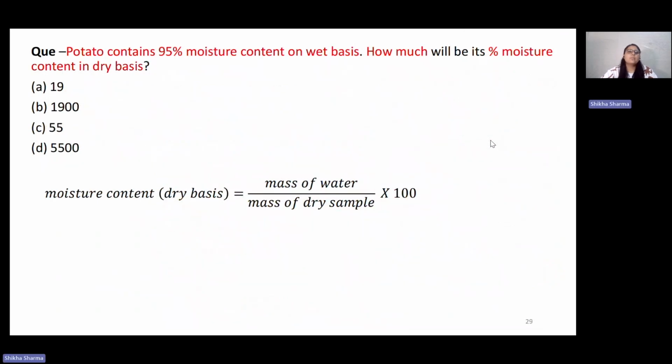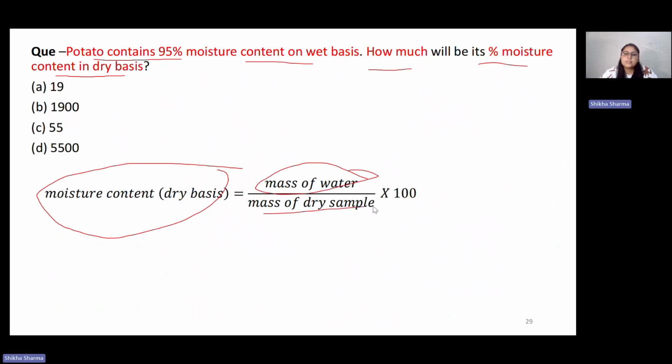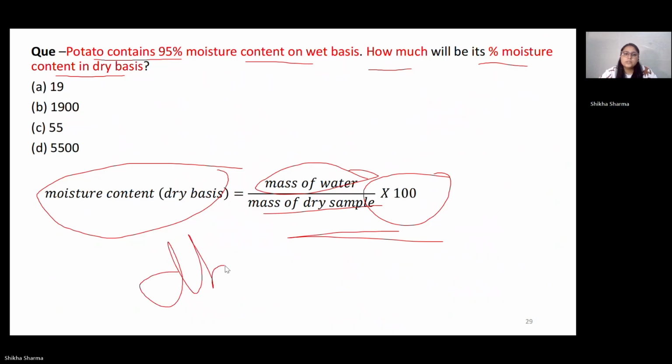Okay, let's solve this numerical question now. A potato contains 95% moisture content on wet basis. How much will be its percentage moisture content on dry basis? So moisture content on dry basis is basically the mass of water divided by the mass of the dry sample, times 100. So we need to convert this moisture content from wet basis (WB) to dry basis (DB).